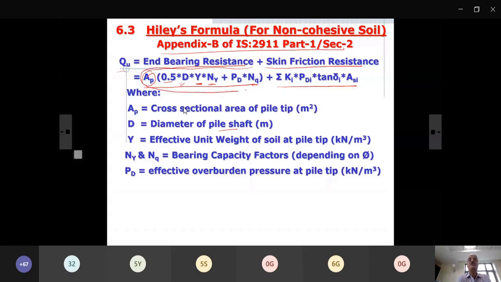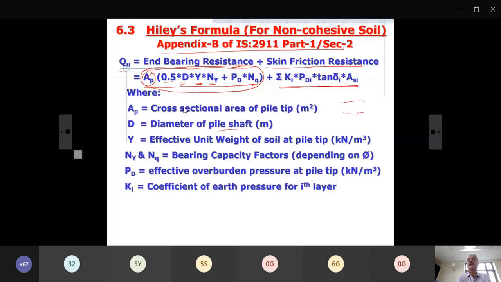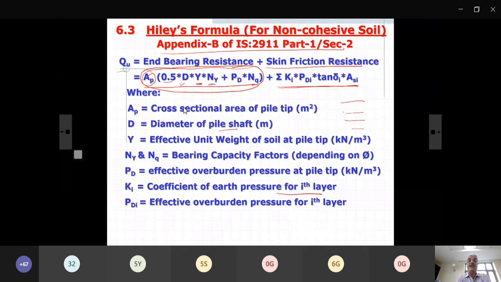The concept is same. So this is my end bearing resistance, and skin friction resistance is summation, because you may have 2-3 types of soil. So if there are 2-3 layers, layer by layer we have to calculate. Ki is coefficient of earth pressure for i. We know how to calculate coefficient of earth pressure. Pdi is effective overburden pressure for that layer. If we are calculating in second layer, let us say, so for this layer, what is K value? What is effective overburden? Equal to this.